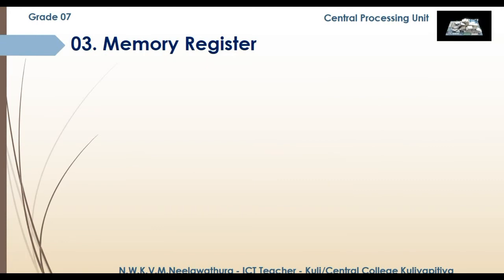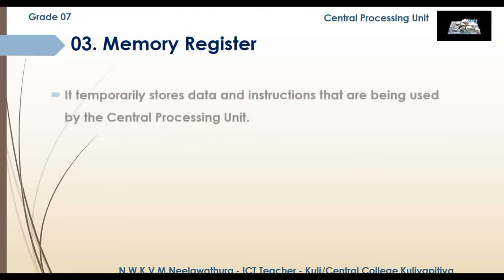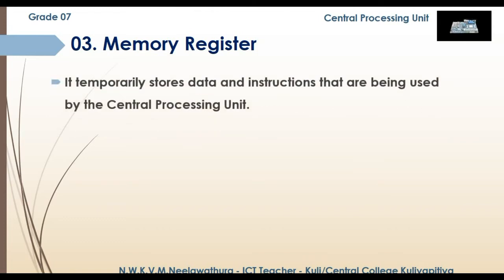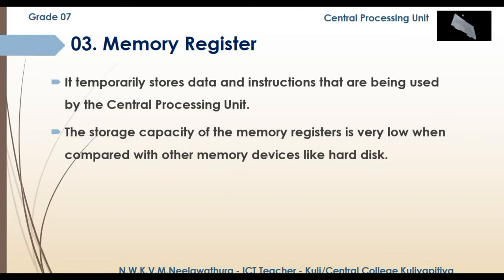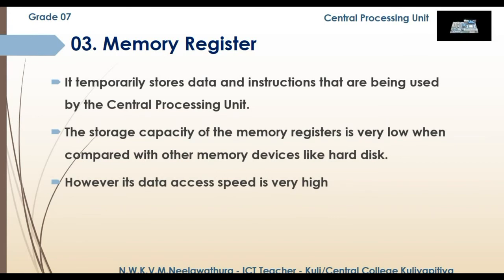Third one, memory register. It temporarily stores data and instructions that are being used by the central processing unit. The storage capacity of the memory registers is very low when compared with other memory devices like hard disk. However, its data access speed is very high.